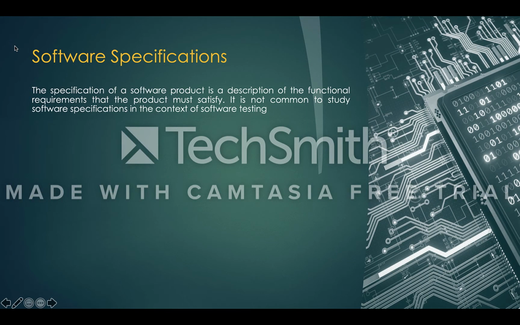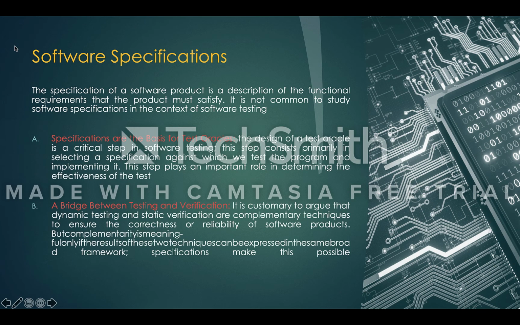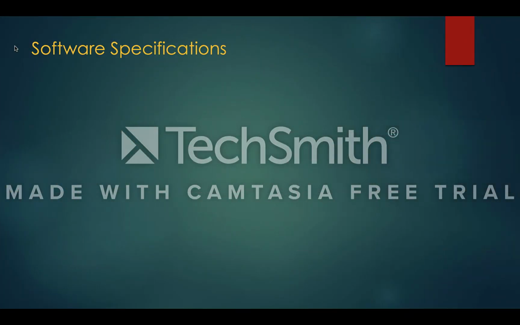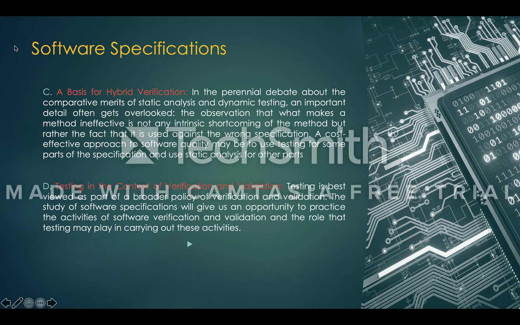Next, we have the software specification. So software specifications are nothing but giving the requirements, and they specify the details of each and every feature that has to be developed. So these are given on the below features. For example, the specifications will be based on the test oracle, testing and verification. And next, it might be based on hybrid verification as well.